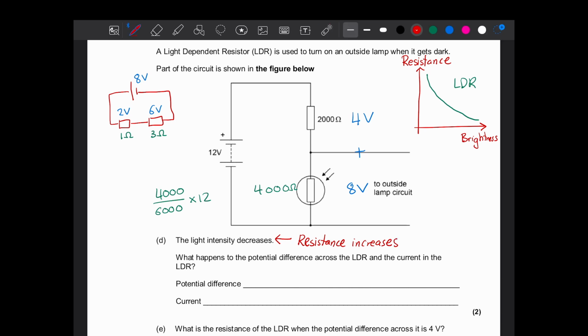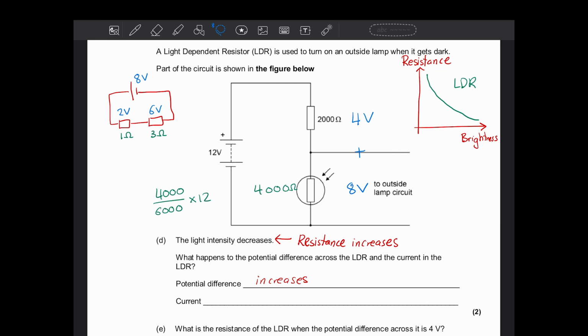Writing this down, as resistance increases, potential difference is going to go up as well. So let's write that. Potential difference increases.